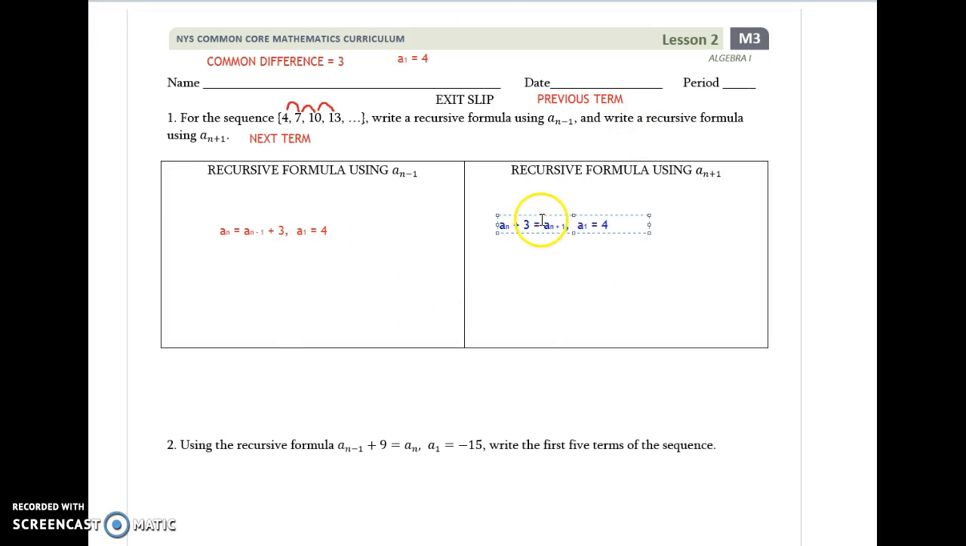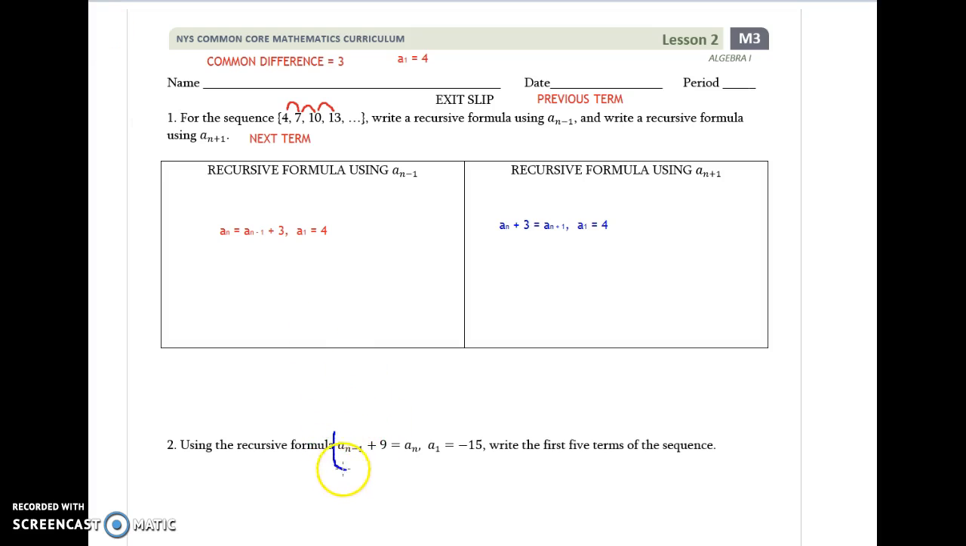So notice that they're very similar. They're showing the pattern in the same way with this plus 3, the common difference. They're showing the first term, which is a sub 1. The only difference is for the a sub n minus 1, we're saying any term is equal to the term before it plus 3. And for the n plus 1 term, we're saying any term plus 3 gives us the next term in the sequence. Very, very similar.